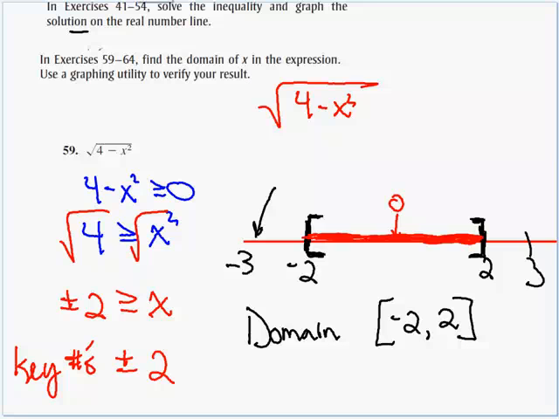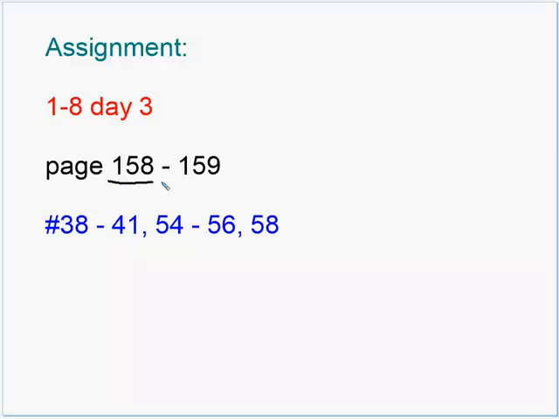Homework for this section, 158, 159, 38 to 41, all of those, 54, 55, and 56, those 3, and then 58 to top it off.